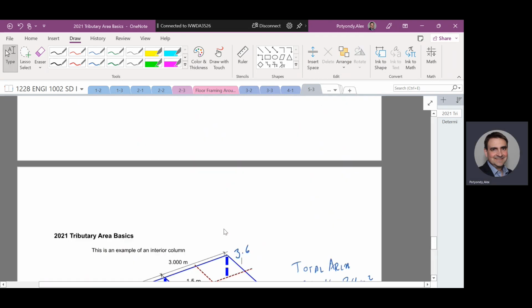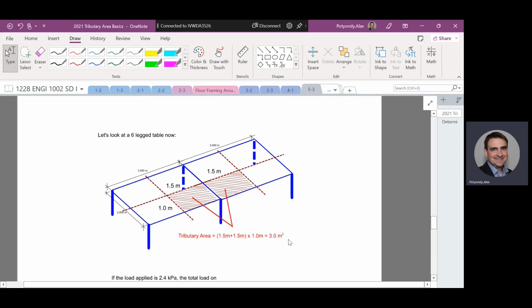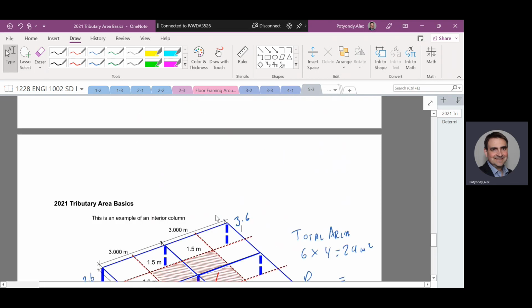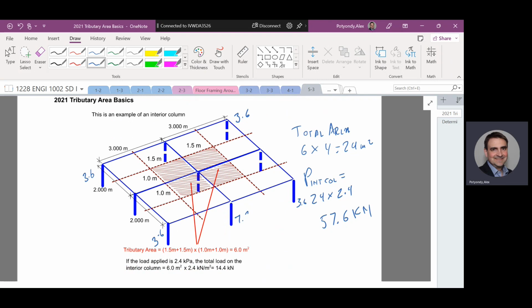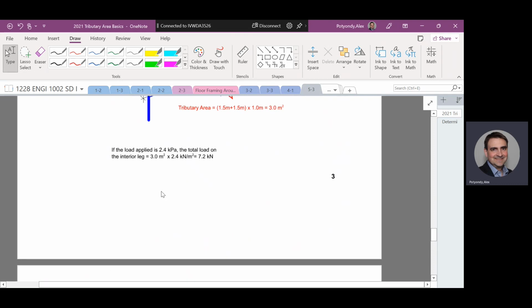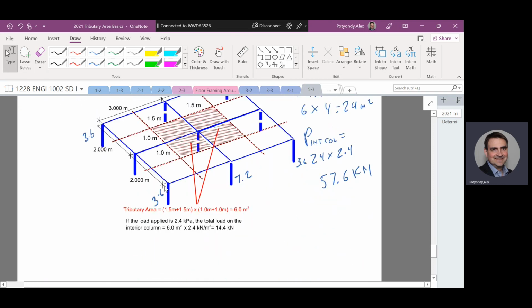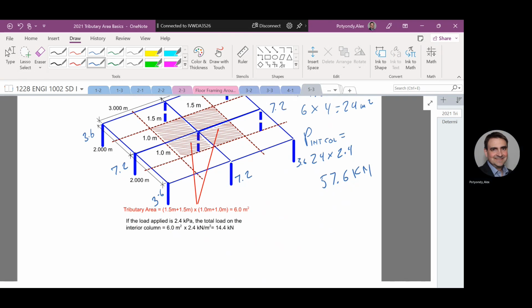And my edge columns, well, I calculated this one here, which is 3 square meters, and that's 7.2. That's going to be 7.2, and that's going to be 7.2. Now I have these columns, which I didn't calculate, but that's also going to be 1.5 times 2. Well, that's actually still going to be 3 square meters, okay? So really, this one also becomes 7.2 and 7.2, okay?